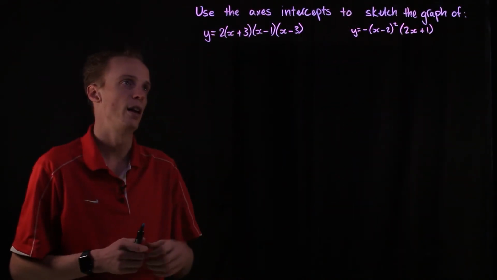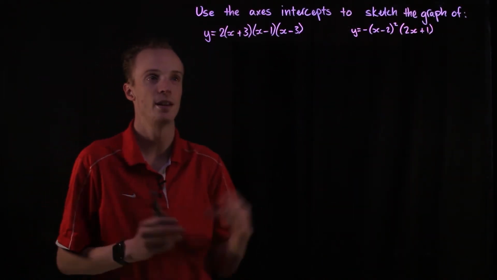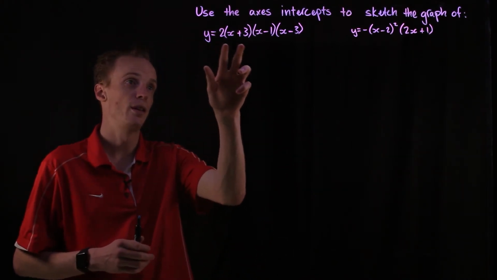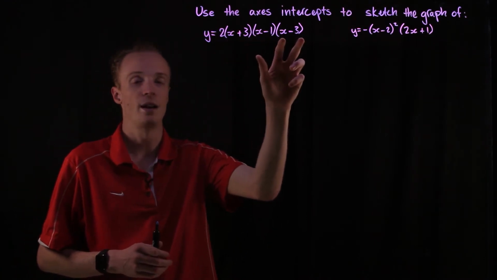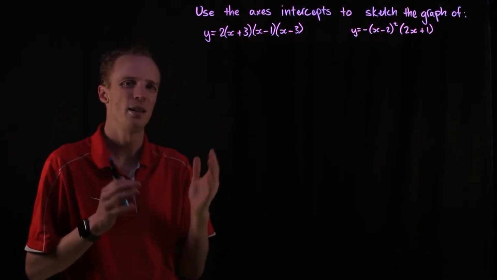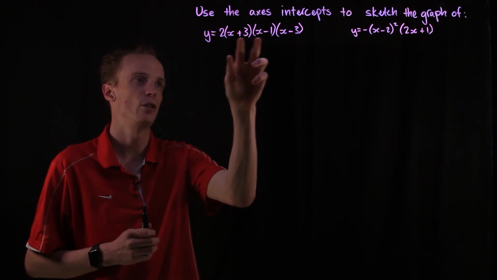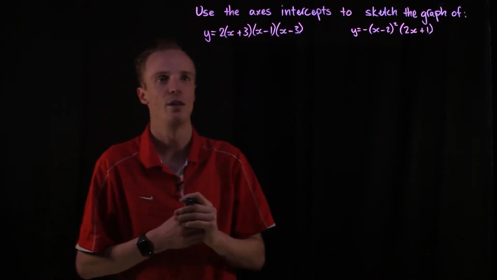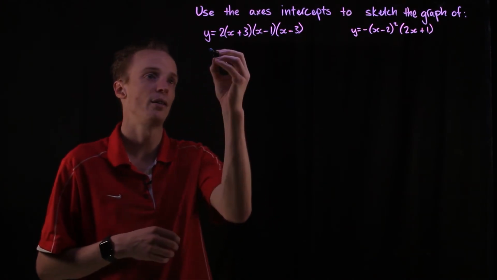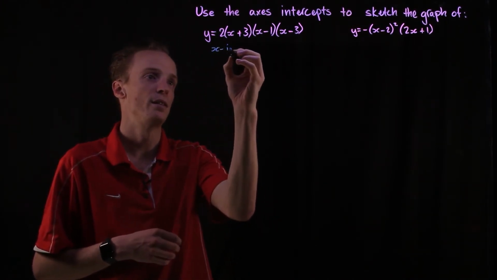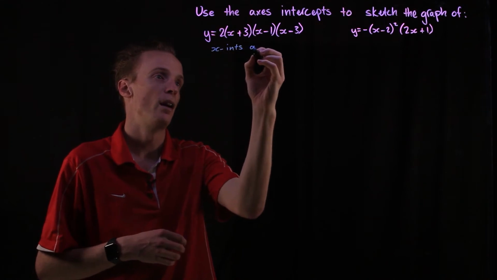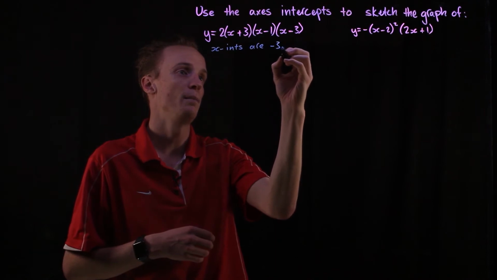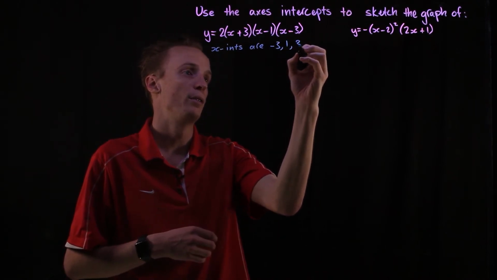So now, let's take a look at how we use the intercepts to sketch the graph of these following cubic polynomials. The first one that I've got here, you'll notice that I've got 3 linear factors. What that means is it's going to cut the x-axis at each of these factors' points. So the very first thing I need to do is determine where it's going to cut the x-axis. The x-intercepts here are going to be the opposite sign of each one of these. So it's going to be -3, +1, and +3.